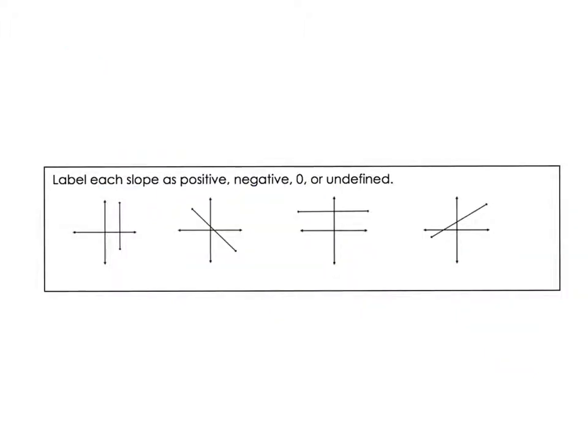Okay, this one we will go over in class more, but for now we'll just label this one undefined. This one is negative because it's going downhill. This one is 0 and this one is positive.